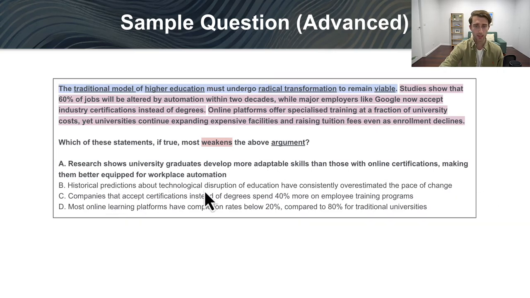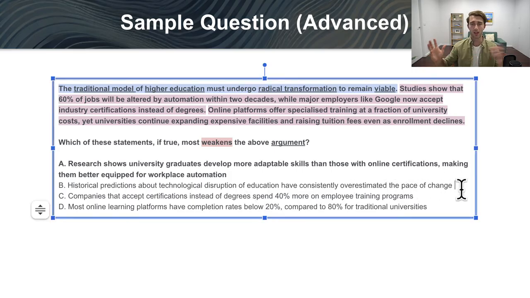B, historical predictions about technological disruption of education have consistently overestimated the pace of change. This is what we'd call an irrelevant sentence. Often, some of the tricks, they're just going to be sentences that are irrelevant. They may be true, they may be not true. You might have your own opinion, but they're not relevant. So that's wrong.